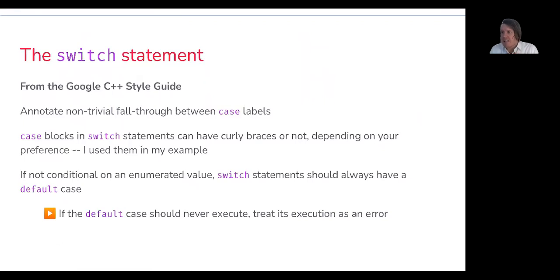So going back to the style with all of this, we're going to follow the Google C++ style guide in this course. So just quoting a couple of things you might need to know about switch statements here. Again, and I've been reinforcing this, annotate non-trivial fall throughs between case labels. Case blocks in switch statements may have curly braces or not, depending on your preference. I've used them. I would encourage you to do so. It just enhances readability. If not switching on an enumeration value, a switch statement should always have a default case.